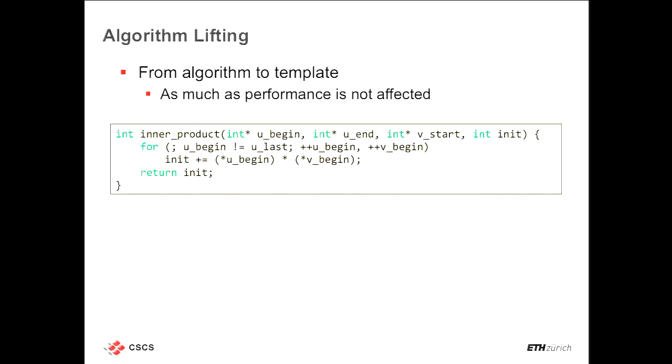It takes 2 pointers to the beginning and the end of the input region, and the starting point of the other vector. It has an initial value, which is also an integer, and a for loop that goes from the beginning to the end and simply computes star begin times star end. So it dereferences these pointers, marches on the data, and accumulates the value back. And this is the inner product.